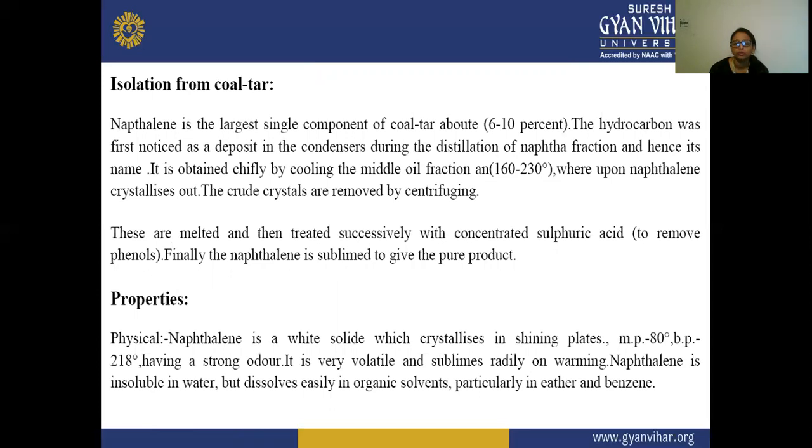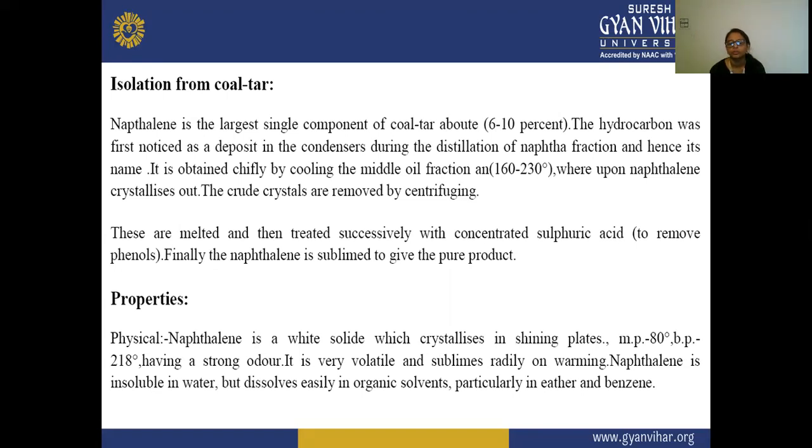So isolation from coal tar. So this naphthalene is the largest single component of coal tar, that is 6 to 10%, and the hydrocarbon was first noticed as a deposit in the condenser during the distillation of naphtha fraction, and hence its name. It is obtained chiefly by cooling the middle oil fraction at 160 to 200 degrees, whereupon naphthalene crystallizes out, and the crude crystals are removed by centrifuging. So here the naphthalene is the largest single component that is present in the coal tar, about 6 to 10%.